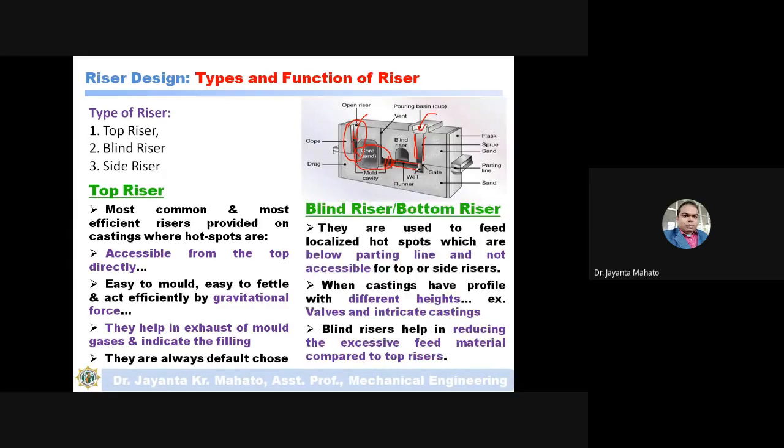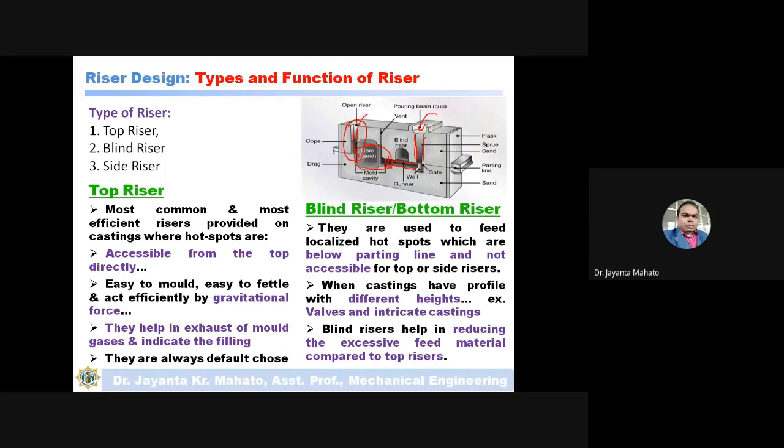Okay. Another is the blind riser, and sometimes it is called the bottom riser. These are accessed through the bottom, not accessible from the top or side. In this case the excess hot material can be accessed from the bottom. So this is sometimes called the bottom riser or blind riser. Okay.